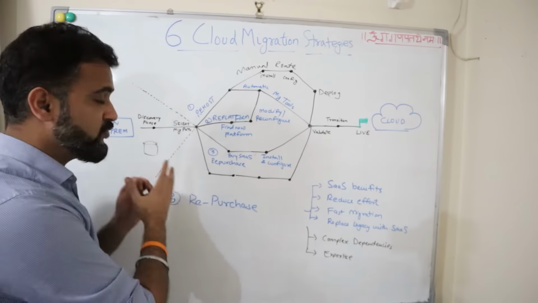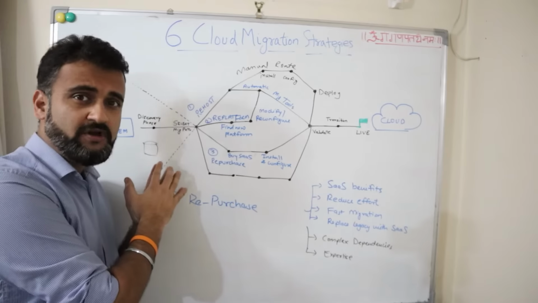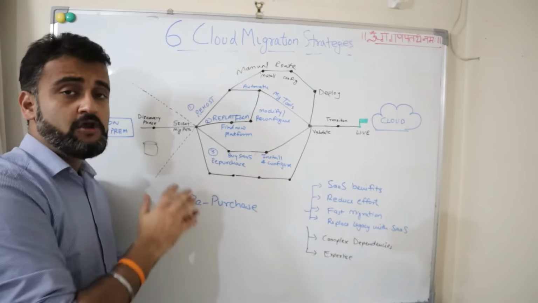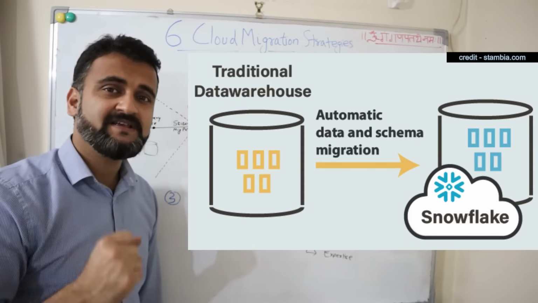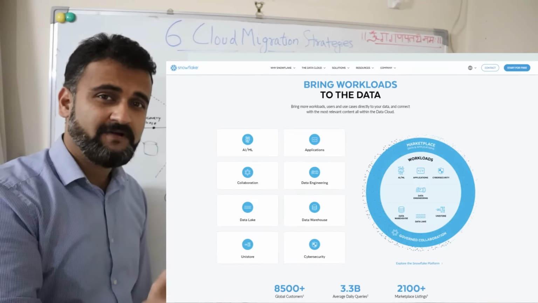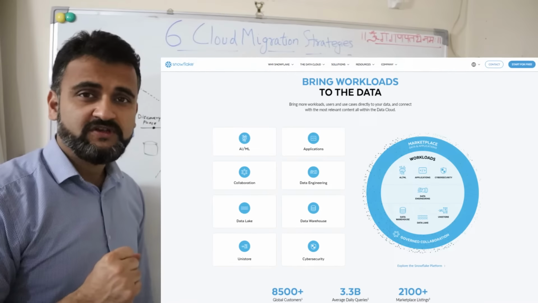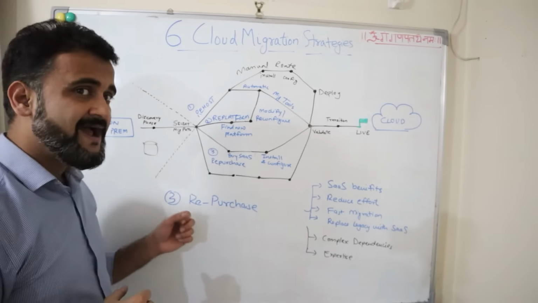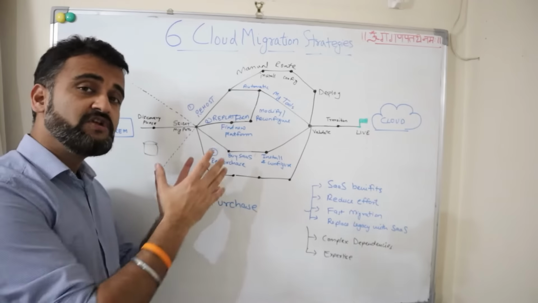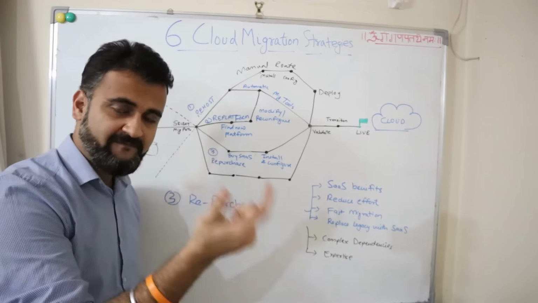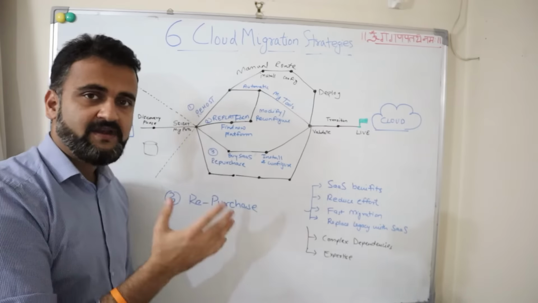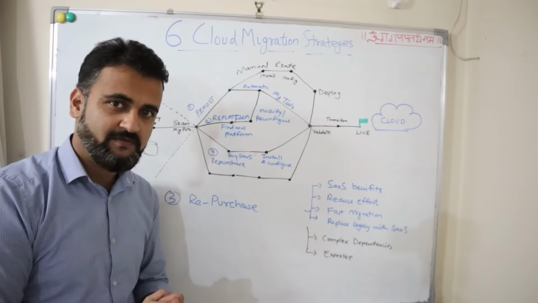For example, if you are running your data warehouse or your database solutions on-prem, you might decide to move to Snowflake, which is a database as a service solution, a SaaS offering for your data warehousing solutions, right? So in that case, you need to buy the SaaS platform you want to move to. You have to purchase that, and then you have to install, reconfigure and migrate your application to that particular SaaS platform.